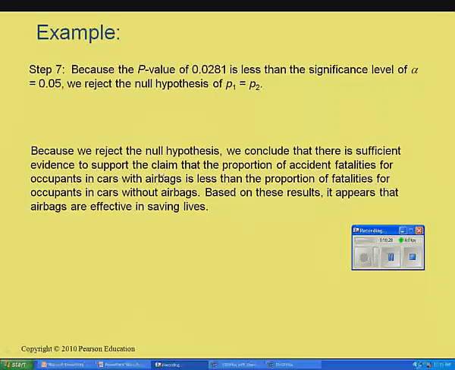Which claim? The original claim. And what was that claim? The proportion of accident fatalities for occupants in cars with airbags is less than the proportion of fatalities with occupants in cars without airbags. Based on these results, it appears that airbags are effective in saving lives. So I'll tell you what, you get a study like that, guess what happens? The law changes, right? Manufacturers, after studies like this, start putting airbags in cars. Does that make sense to you?